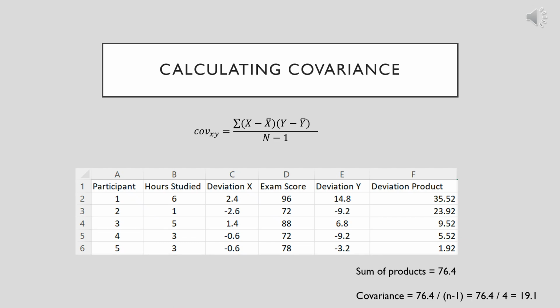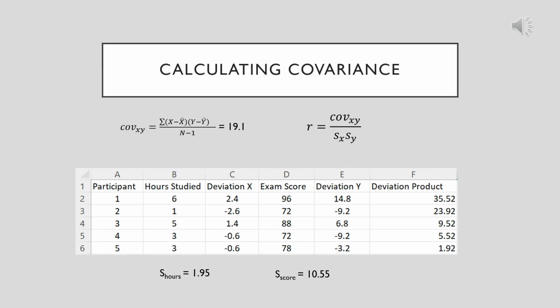That's the whole numerator. And then we're going to divide by n minus 1 from that equation, right? N, in this case, is 5. There are 5 participants. 5 minus 1 is 4. So we're going to divide that sum of products numerator by 4. 76.4 divided by 4 equals 19.1. That is our covariance. Now that's not the correlation coefficient yet, so we're close, but we're not quite there yet.